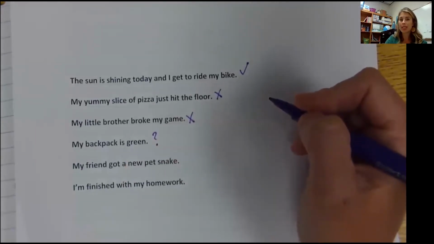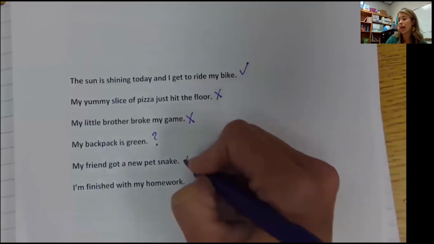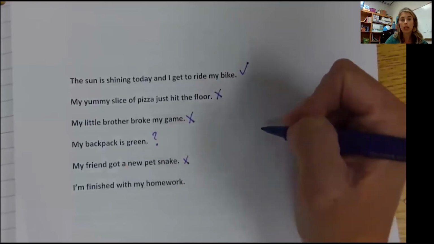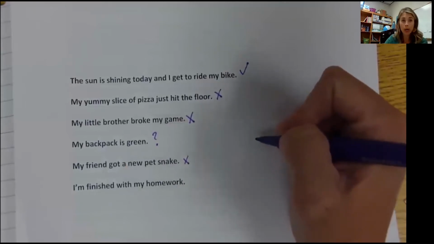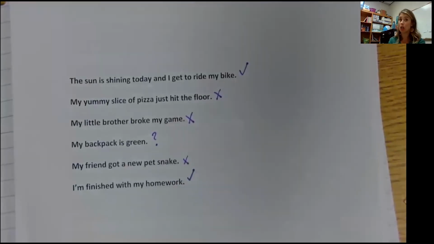My friend got a new pet snake. Now, that might be a positive for her, but I don't like snakes, so I'm going to put it as a negative. I finished my homework. That's exciting, and you can probably get to play your video games if you finish your homework, so definitely that gets a check mark.